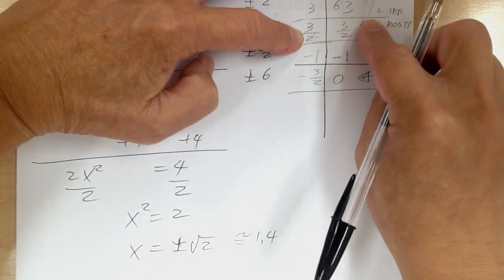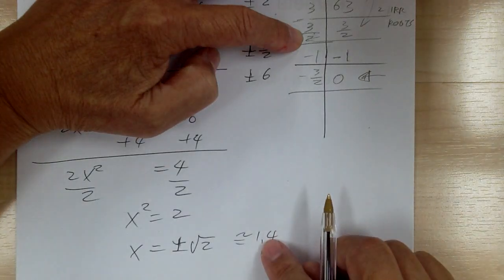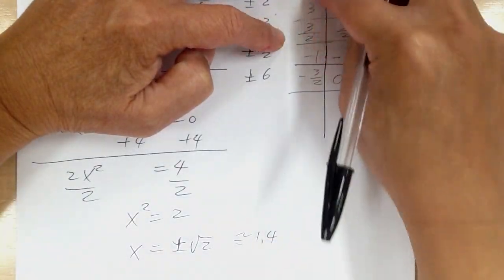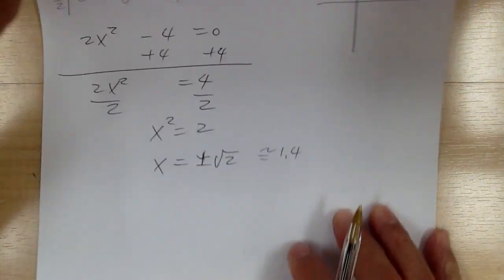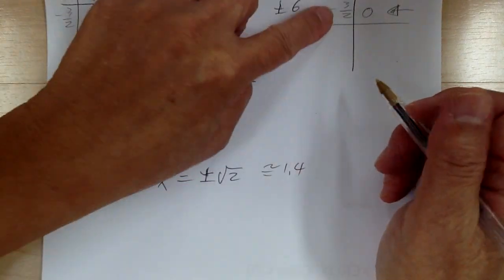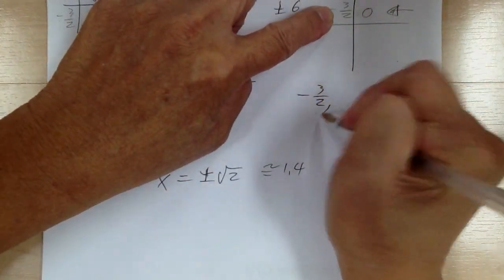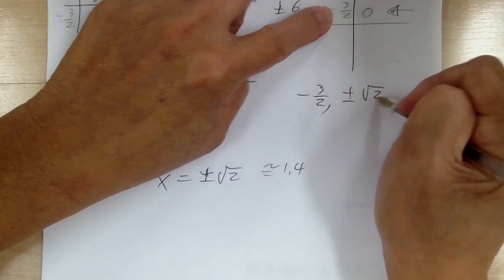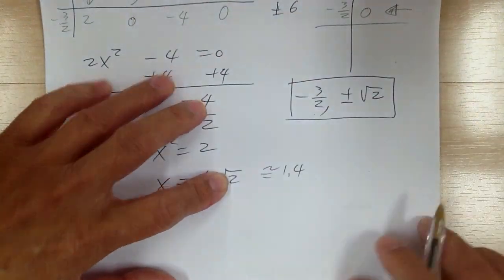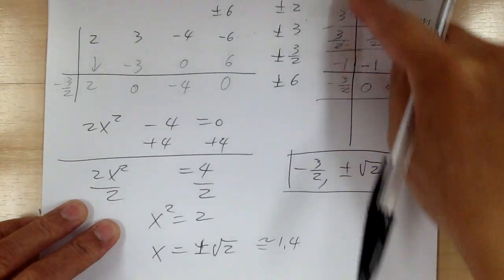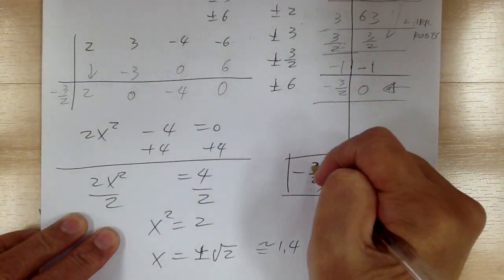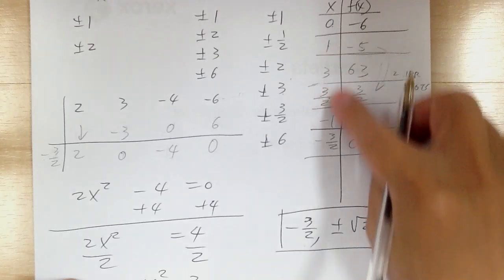And the reason you don't see that is because it's irrational, so you don't see it from the nice real numbers. So your answer would be: you got this one over here, negative 3 over 2, and you got plus or minus square root of 2. Again, the list only gives you the nice rational numbers. If you have irrational numbers, then they won't show up on here.